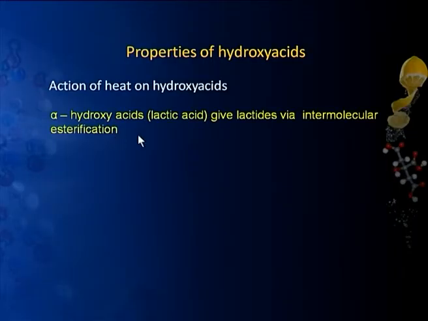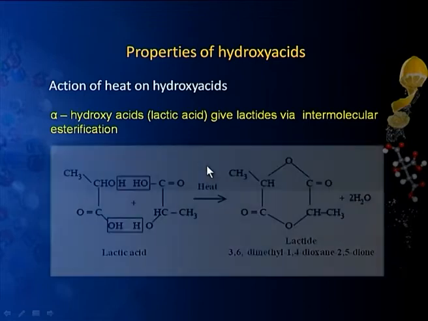Now, amongst the properties of hydroxy acids, again these compounds show the properties of carboxyl group as well as properties of alcohols. So, we will not discuss those reactions, we will specifically discuss the reaction that is specific, due to presence of both the functional groups, and that is mainly the action of heat on this. Alpha hydroxy acids, example is lactic acid, give a group of compounds called lactides via intermolecular esterification. Means what happens, more than one hydroxy acid molecule react with each other to give a diester like this.